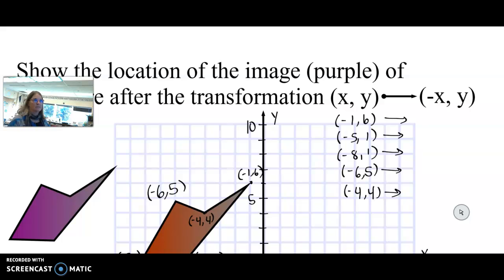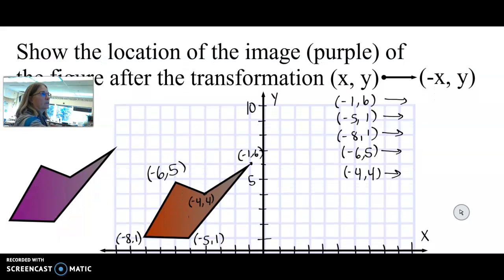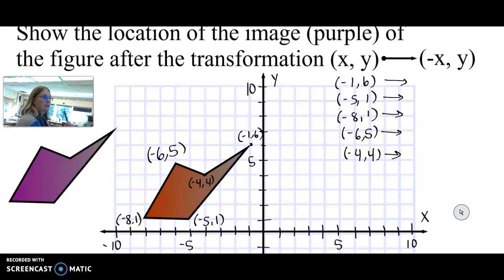Now I want you guys to do this: figure out your new coordinates and what type of reflection this is if we take the opposite x-coordinate and keep the same y-coordinate. So go ahead and pause the video and do that. Get all those coordinates and then graph them.